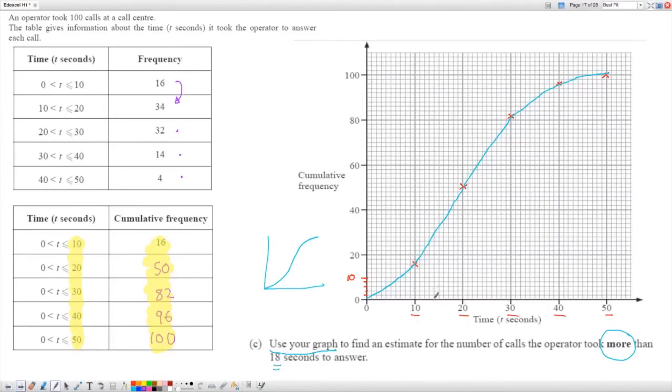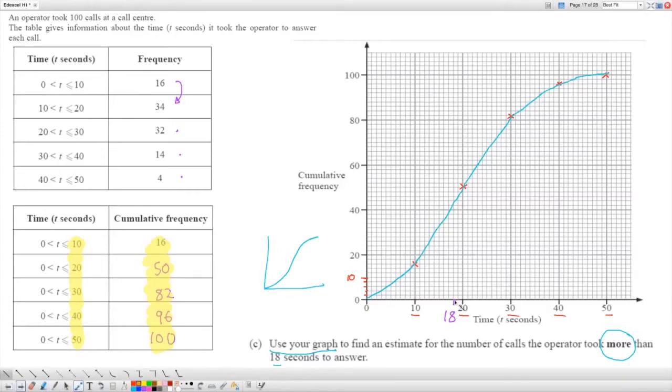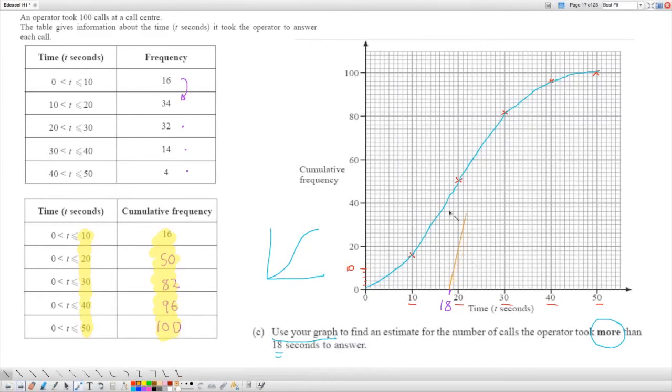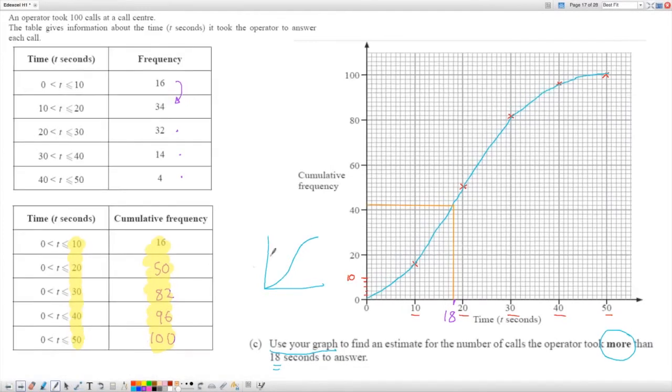We've got 20 here, 10 here, 2 down. Remember, we're going up in ones. 18 seconds is here. So taking your ruler, at the 18, draw a straight line up to your curve, then go across to the y-axis to find the corresponding cumulative frequency. And here we have a value of 42. Now your value might be slightly different, but it needs to be near there, the 42.